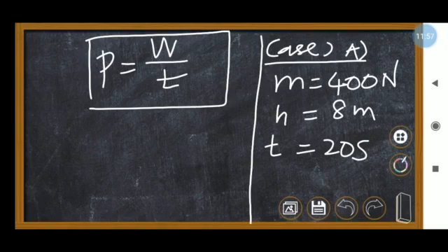Power equal to work done per unit time. Work done means when she is rising from the bottom to the top, she possesses some potential energy, otherwise we can say some work is done. So work done, what's the formula generally? Work done equal to force into displacement.